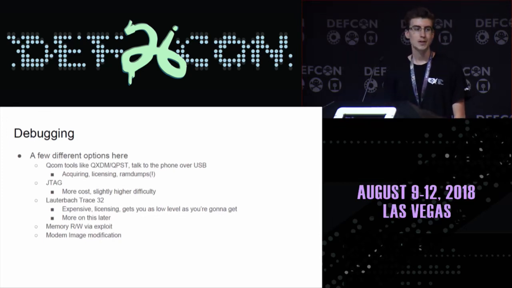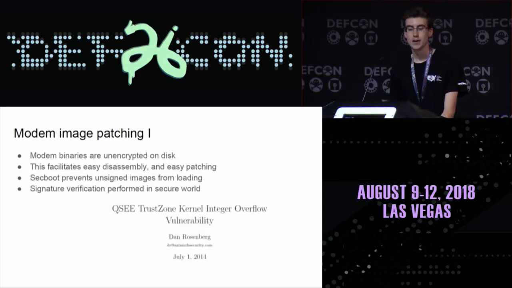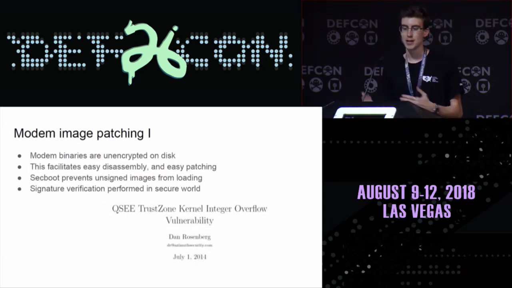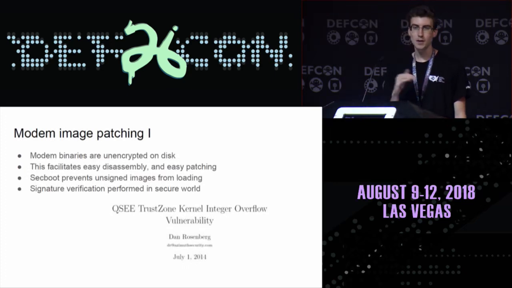But the way I took was, since the modem firmware is right here, I can just patch that and try and make it do what I want. The only problem with that is they are signed. So if you make a change, you'll fail the signature verification and nothing happens. Unlike Samsung modems, which are encrypted on disk, Qualcomm doesn't encrypt them. So it's easy to disassemble and patch them, but you have to get past the signature verification, which, like I mentioned earlier with the boot order, happens in the trust zone. So you need a trust zone bug.